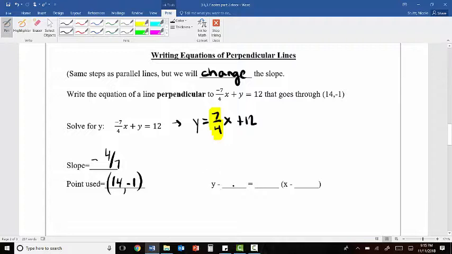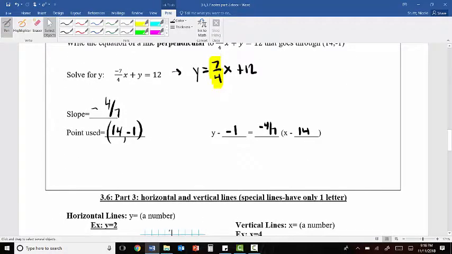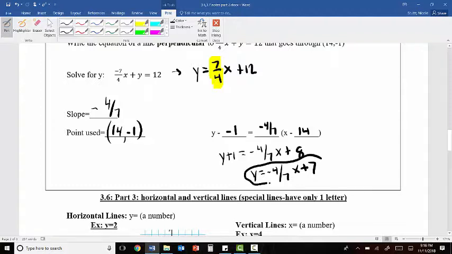It's just like everything else we've been doing. So I'm going to put -1 here, my fraction slope here, and my 14 here. And then we just go through and distribute and solve. Okay, we should get y = -4/7 x + 7.